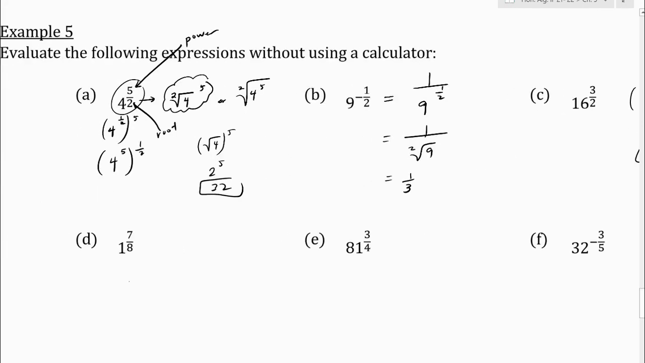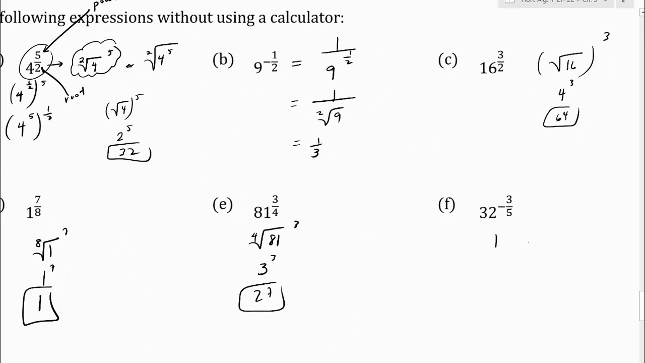Okay, this one means take that principal 8th root of 1 and raise it to the 7th. This one's what's the principal 4th root of 81, and let's cube it. So that's 3 cubed, that's 27. Okay, this one we're pulling it to the denominator, and then it means find the principal 5th root of 32 and then cube it.